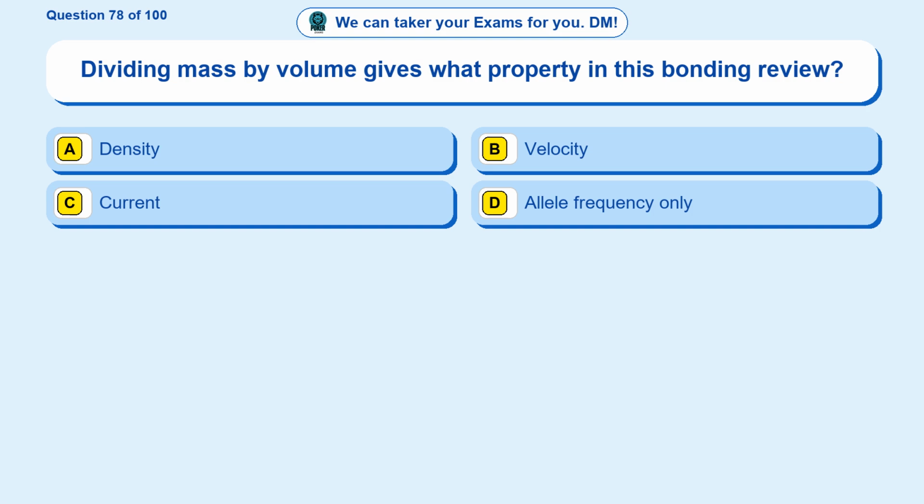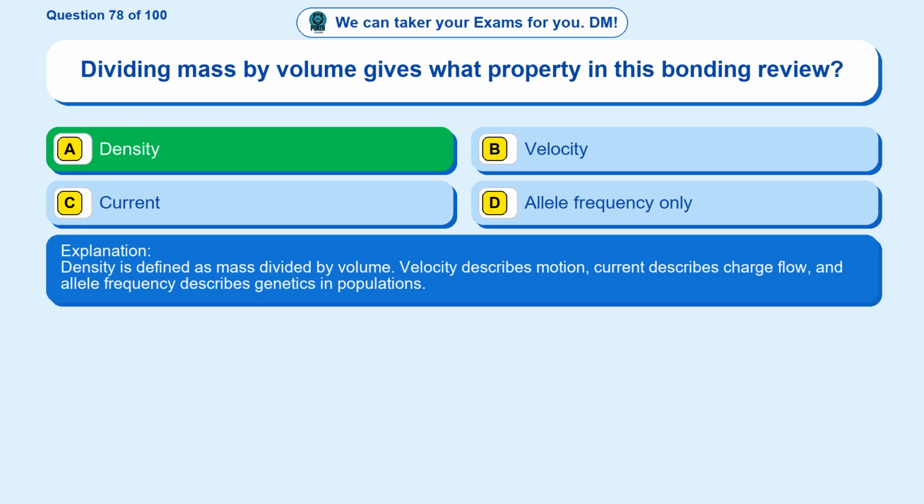Question 78. Dividing mass by volume gives what property in this bonding review? Option A, density. Option B, velocity. Option C, current. Option D, allele frequency only. The correct answer is option A. Density. Density is defined as mass divided by volume. Velocity describes motion, current describes charge flow, and allele frequency describes genetics in populations.